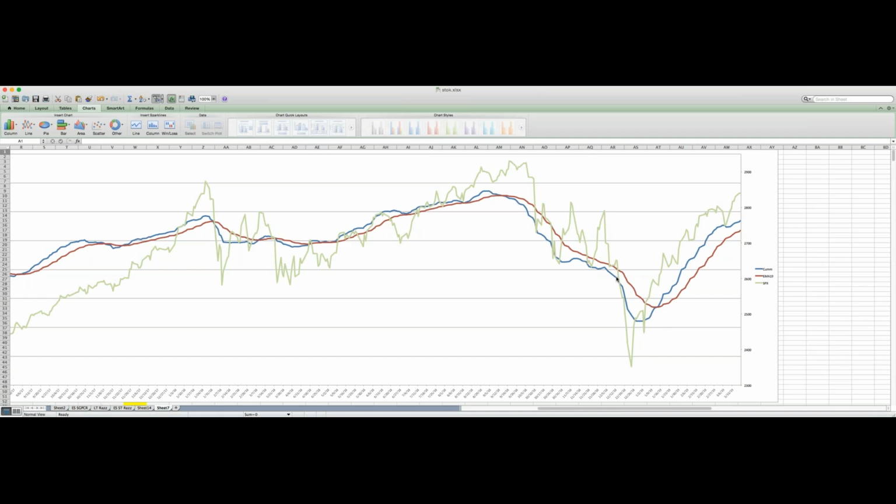I pull this data out from my trading platform and add them to a spreadsheet. And the blue line that you see over here is the cumulative. The red line is the EMA. So whenever the blue crosses the red lower, you have a top. Whenever the blue crosses the red to the upside, you have a bottom or a trade long signal.